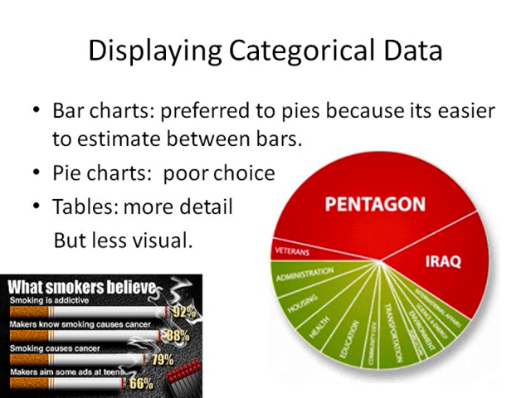There are three different primary ways you can display categorical data. You can use bar charts, pie charts, or tables. There are other ways, but they're not as common. Bar charts are usually preferred over pie charts simply because they're easier to visualize. It's easier to grasp how different the bars in the chart are.